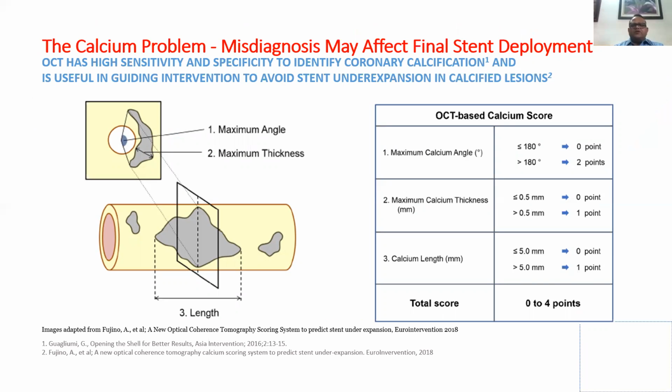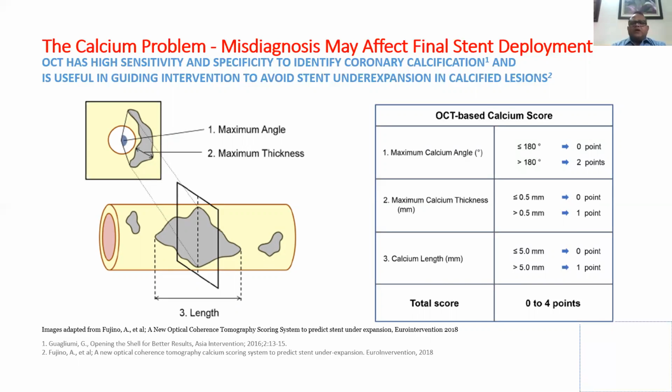This is the maximum calcium angle, meaning a calcium arc of more than 180 degrees, thickness more than 500 micron, and length more than 5 millimeters. So these are the three criteria, including the 4 points. In case there is a score of 4 or more than 4, it needs rotational atherectomy. Those with a score of less than 4 can be taken care of by, say, a scoring balloon or non-compliant balloon.